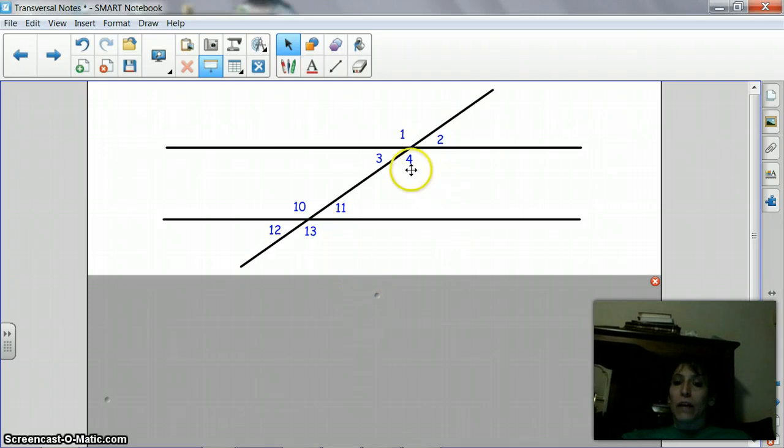Now, as we were saying earlier, adjacent are side by side. So 1 and 2 would be adjacent, but also 1 and 3 would be adjacent. As long as they're sharing a ray, they can be adjacent. Alright, vertical angles would be like 1 and 4 or 2 and 3, because they're going to be opposite each other. Alright? Okay, then you have corresponding. Now, corresponding is in the same position. So if you notice, angle 1 is in the top left corner, and down here, angle 10 is also in the top left corner of the transversal.